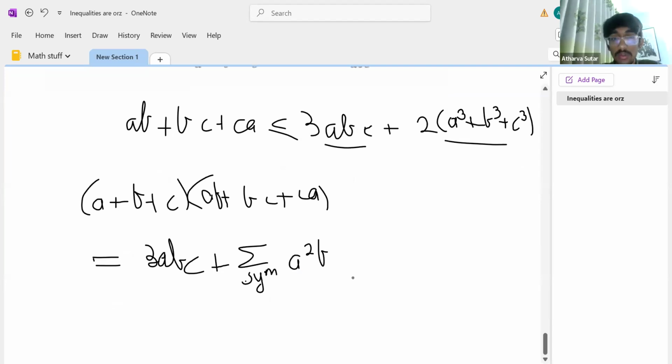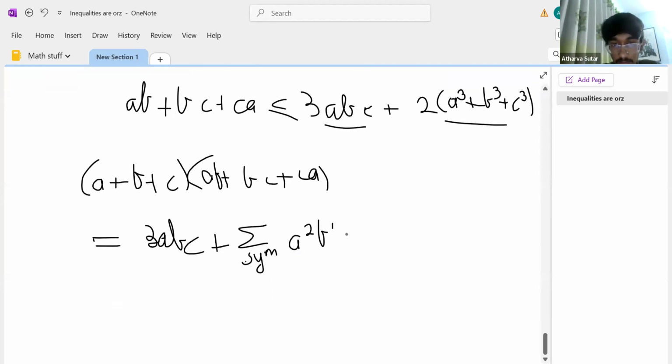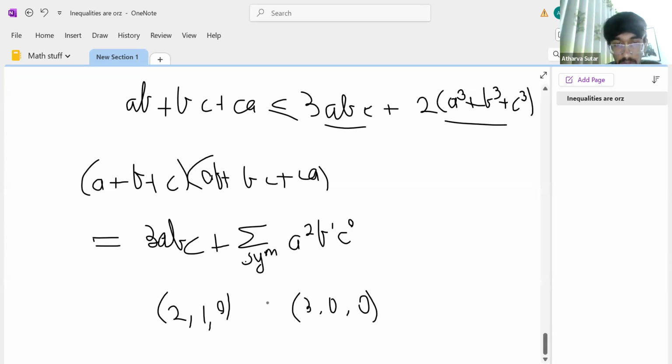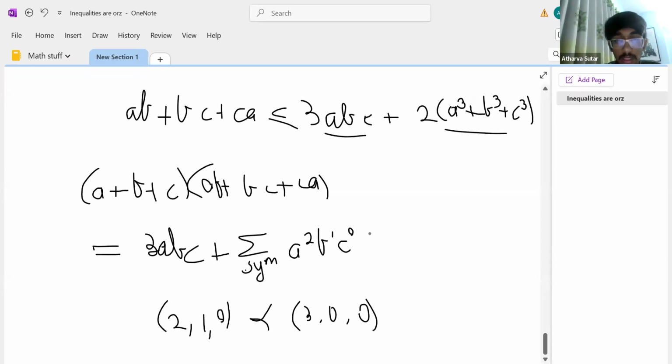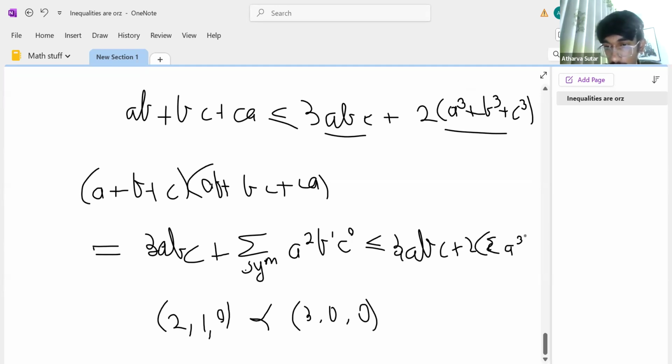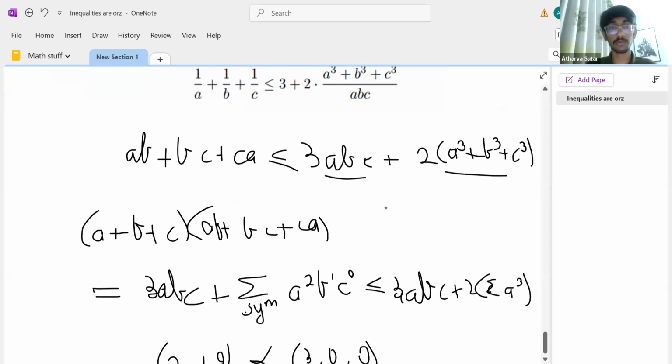And we know that this is basically the sequence; we can write it like this. So we have the sequence 2, 1, 0 on the LHS and the sequence 3, 0, 0 on the RHS. So you can see that the RHS majorizes the LHS, and this is less than or equal to 3ABC plus 2 times the sum of A cubed. So that completes the proof for this problem.